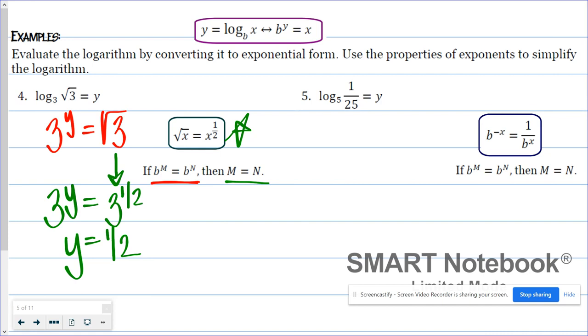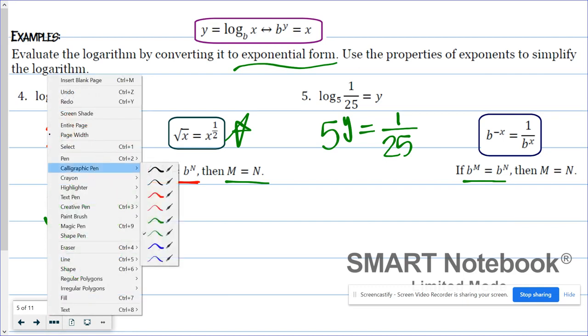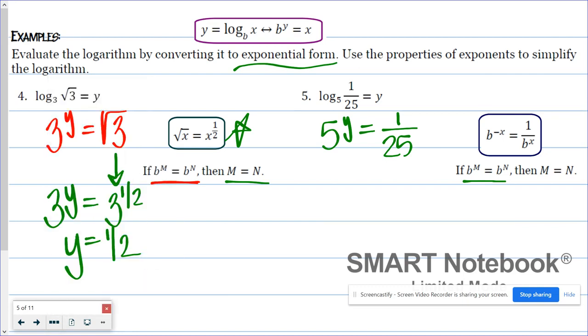So let's try another one. Number 5, we have log base 5 of 1/25 is y. The first step is to convert it to its exponential form. The base of my log is 5. My log equals the exponent, so my exponent is going to be y. And then I fill in the rest, 1/25. Now my goal is to get the bases to be the same. So I have to think about 1/25. Something that jumps out at me is that I know 25 is 5 squared. So I can think of 1/25 as being 1/5 squared.